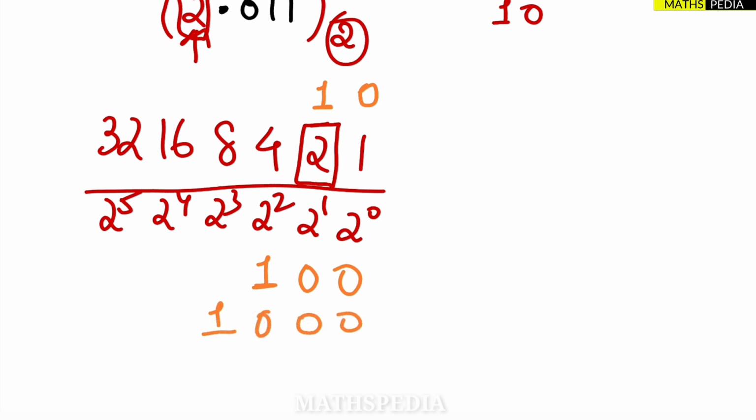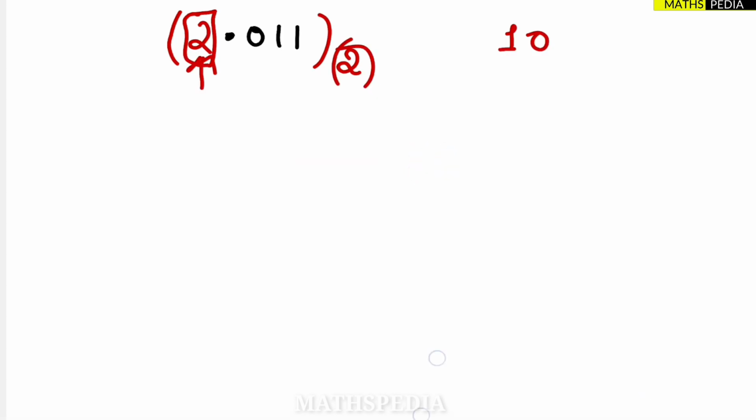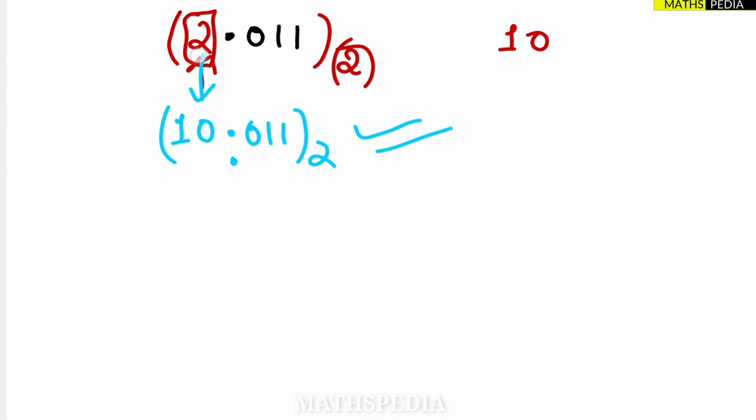What happens if I want 3? If I want 3, I have to combine 2 and 1 because then only I can get 3. So add 2 and 1. So it will be 1 1. If you are getting here 2, the answer will be written as what? 0.011. But instead of 2, what I am going to write is that 1 0 I'll write, then 0.011. This will be the answer. So 2 we have to convert into binary.